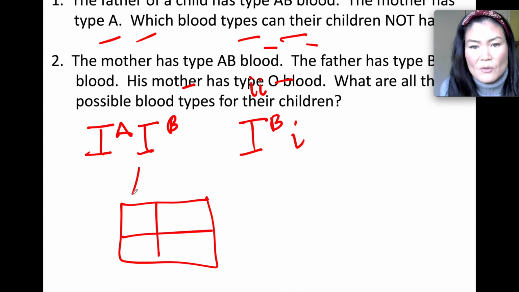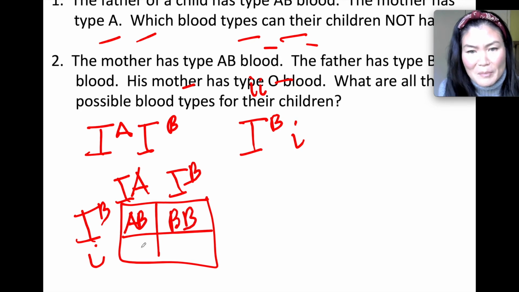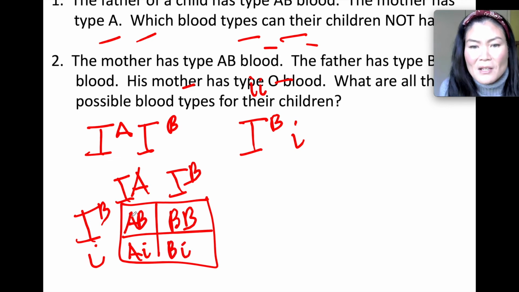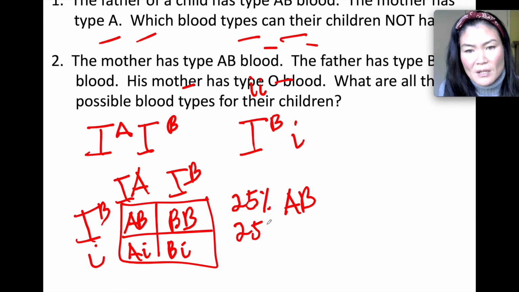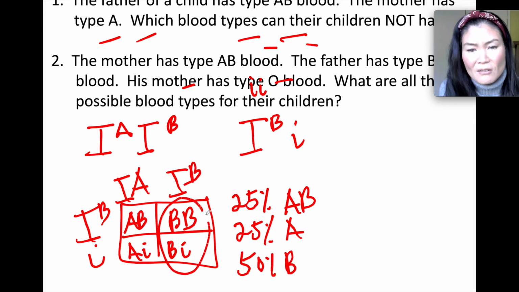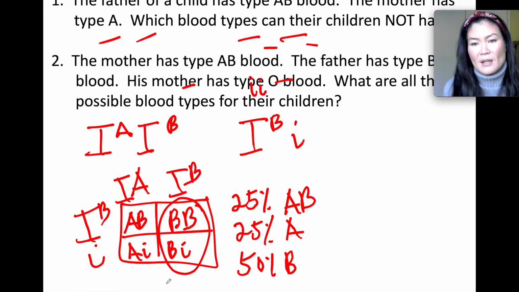So if you do the Punnett square, IA, IB, IB, little i. Okay, so I'm just going to write in the letters just to simplify it. BB, AI, BI. Okay, so they could have a B blood type. There's a 25% chance, right, of AB blood type. There is a 25% chance, oh, yeah, 25% chance of A blood type. And then there's a 50% chance of B blood type. These guys right here. Let me just double check my work. A, B, B, B, A, B. Yeah. Okay.